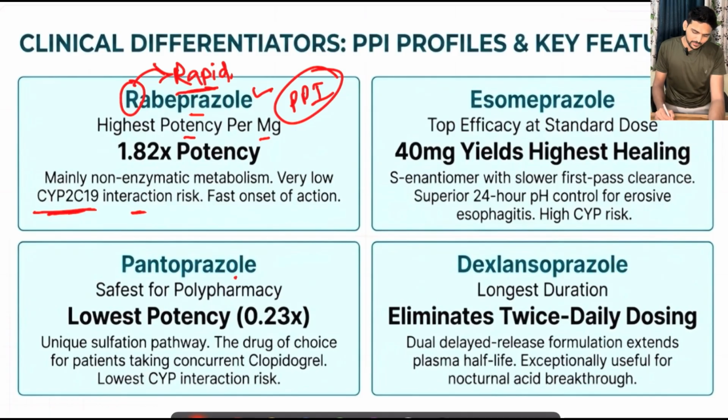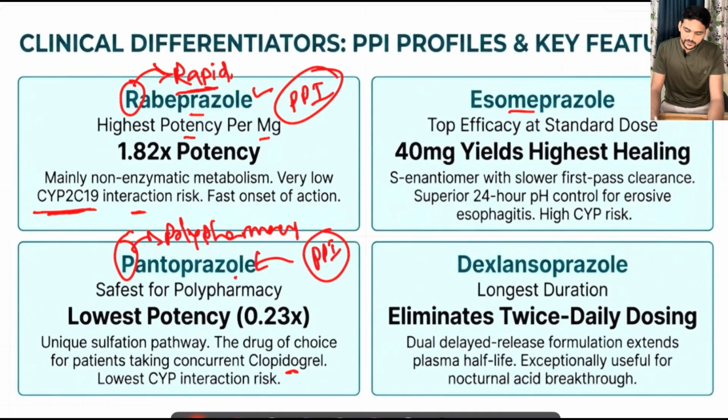When it comes to pantoprazole, remember P for polypharmacy. Why? Because this has very minimal interaction with other medications like clopidogrel. So when an individual is on those particular medications, if you want to choose one PPI, we can go ahead with pantoprazole. Whereas esomeprazole and omeprazole, these medications are dependent on the cytochrome P 2C19 enzyme for their metabolism. That's why they have higher risk of drug-drug interaction. This point has to be remembered for esomeprazole and omeprazole.